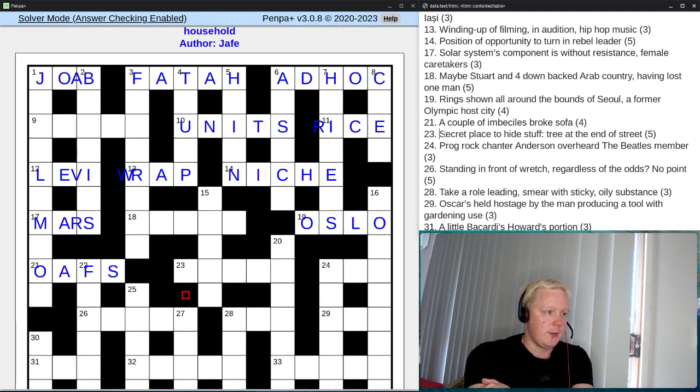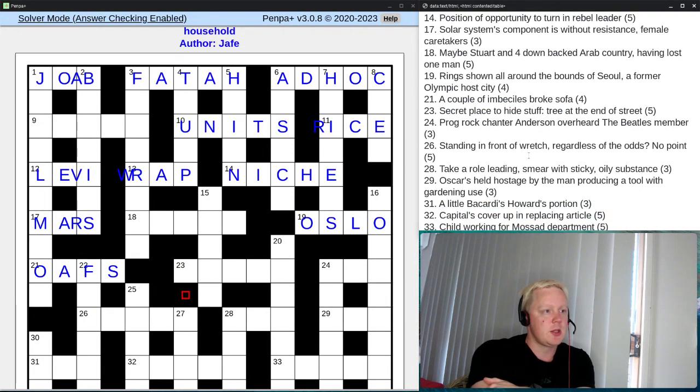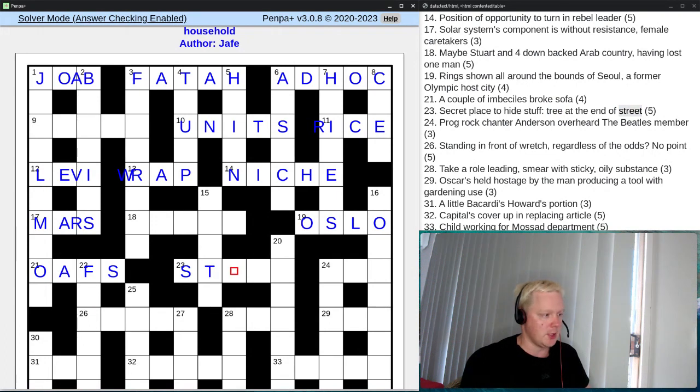Now, let's do 23 then. Secret place to hide stuff. Tree at the end of street. This is going to be the definition here. Secret place to hide stuff. We need a short word for tree, and we put that after ST for street. ST is a very common abbreviation for street. And an ash is a tree, and a stash is a secret place to hide stuff. So that was very straightforward as well.